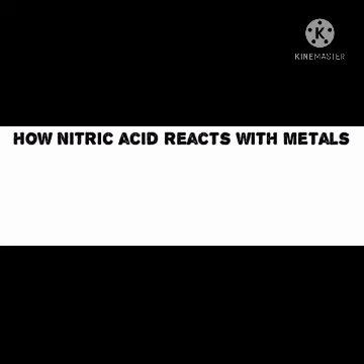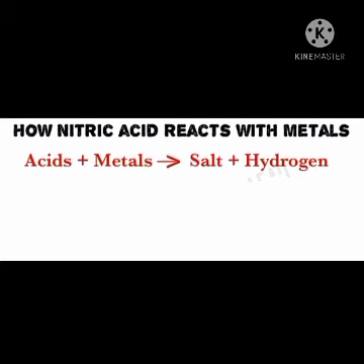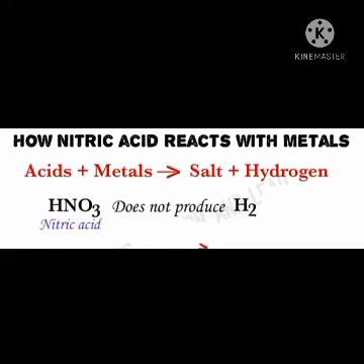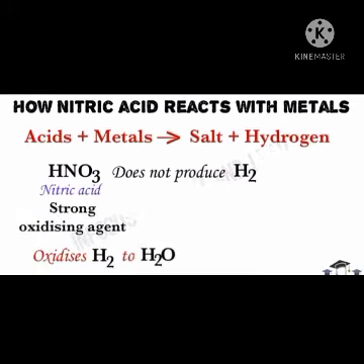Acid reacts with metal to form salt and hydrogen gas. But nitric acid does not produce hydrogen when it is reacted with metals. The reason behind it is that it is a strong oxidizing agent. Oxidizing agent means which provides oxygen. So nitric acid oxidizes the hydrogen gas to form water. Therefore, nitric acid does not form hydrogen gas on reaction with metals.